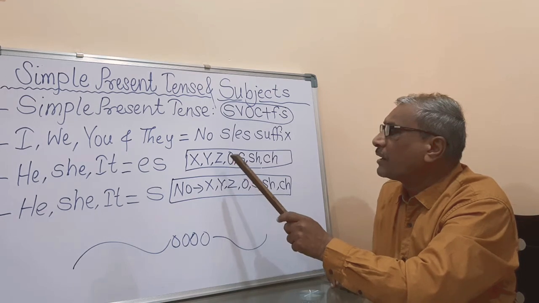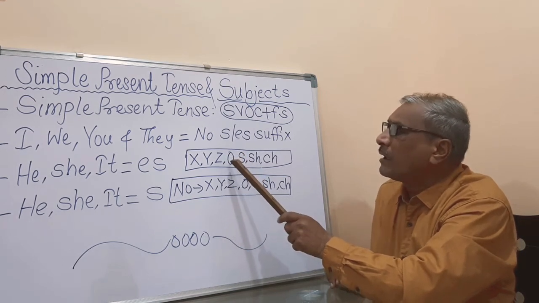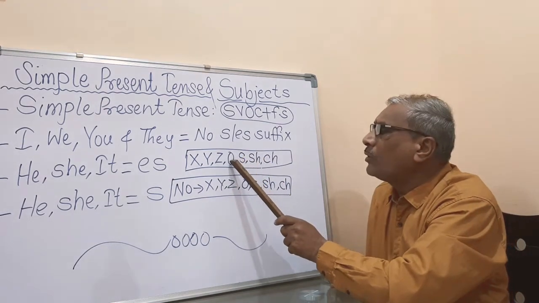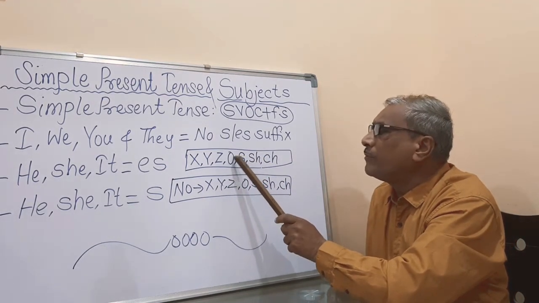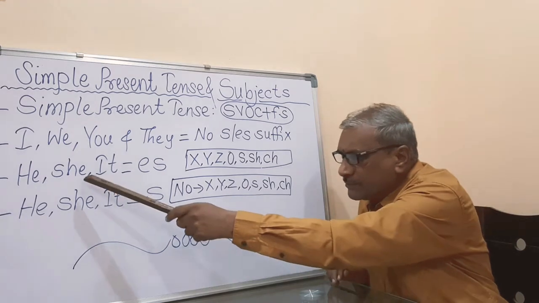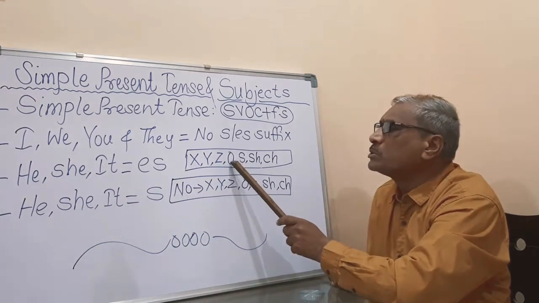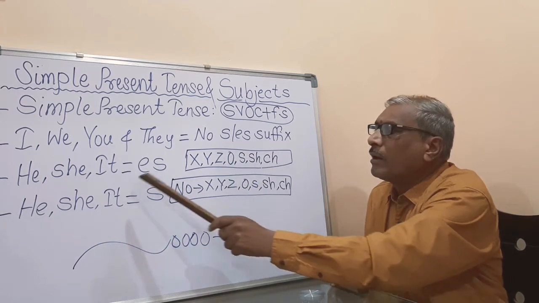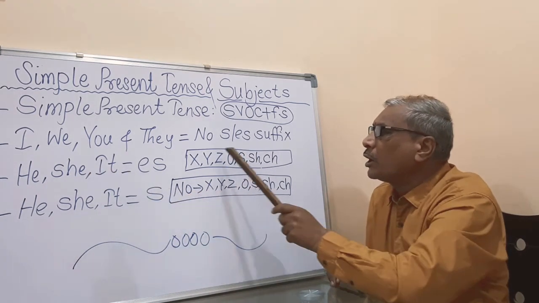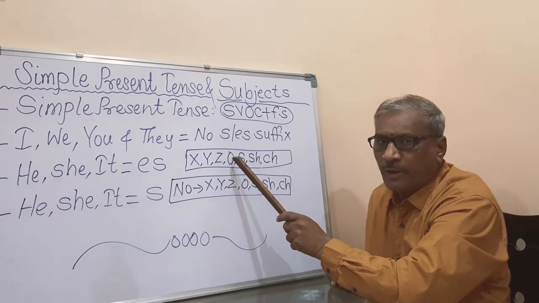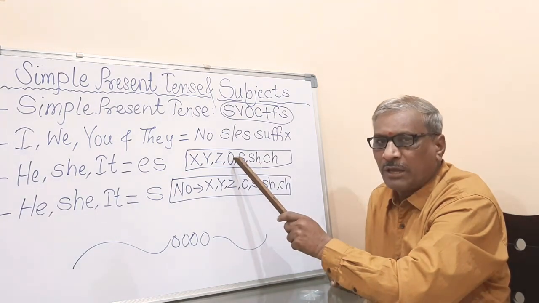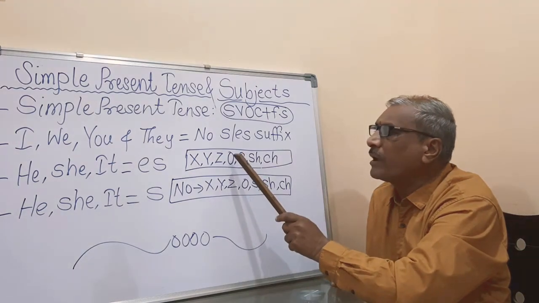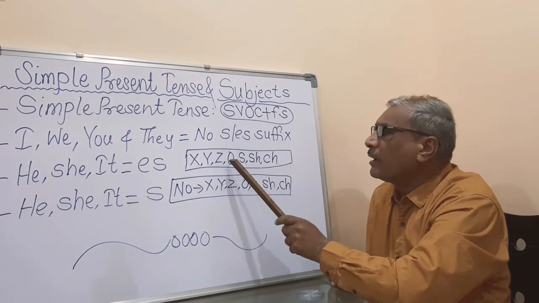So remember, here again there is O. If O is there at the end of the main verb, and if the subjects are he, she, it, then we use the es suffix. For example, he goes to Bombay. Goes means GOES. She goes to Bombay.